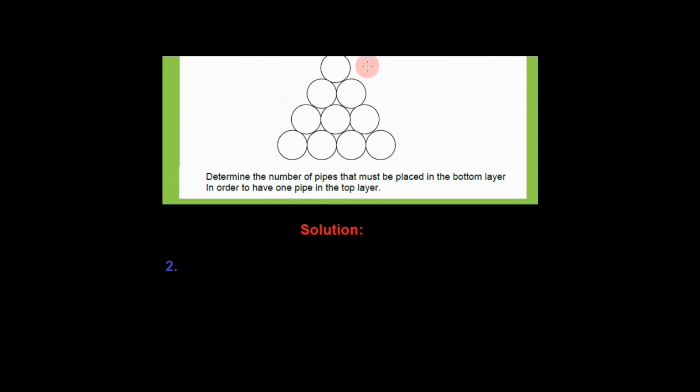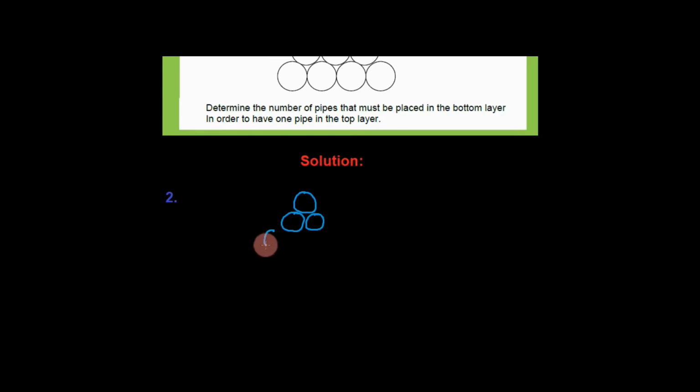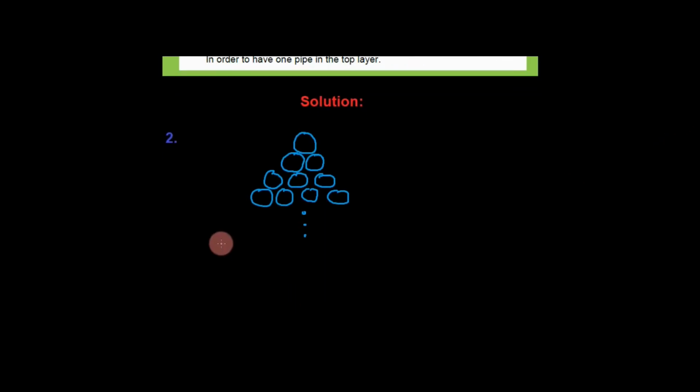What's important to note here is that we are only given the first 4 layers from the top. So we have the first layer containing only one pipe, the second layer containing 2 pipes, the third one containing 3 pipes, then we have 4 pipes, and all the way down to the bottom layer. We don't know how many pipes there are in the bottom layer.